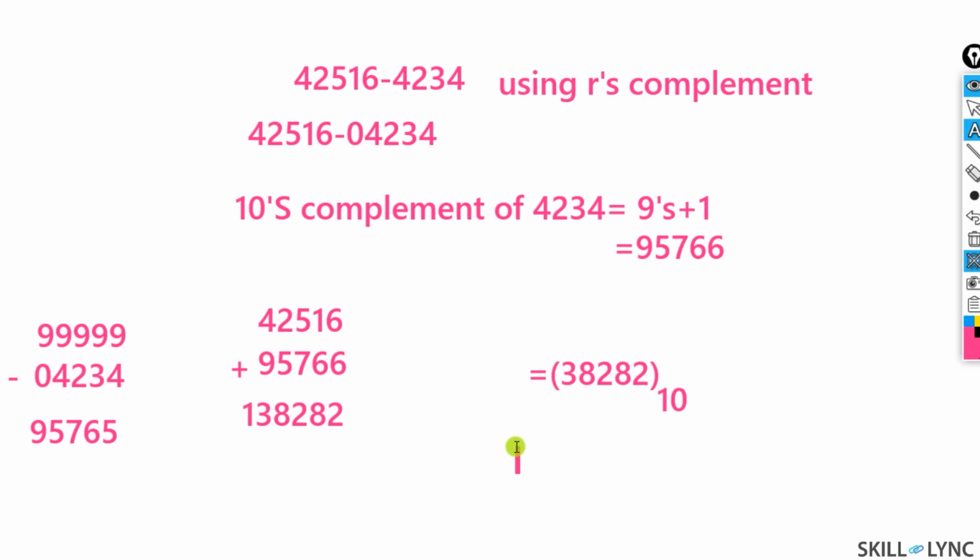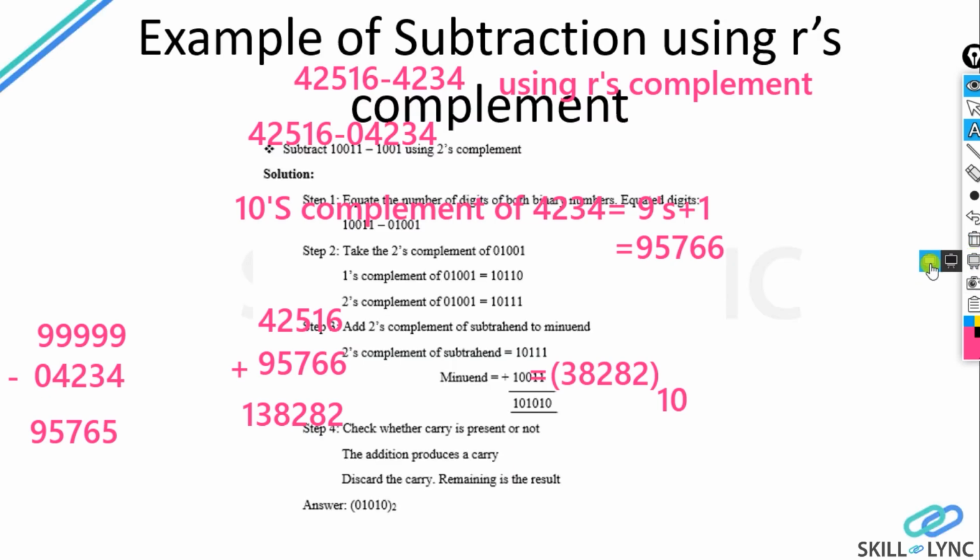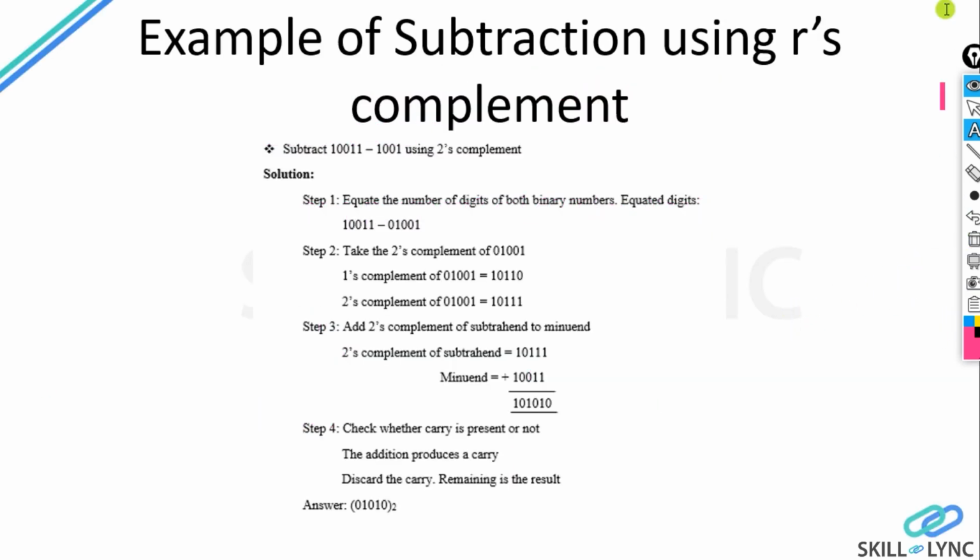I have told you how to find 8's complement, 16's complement, 2's complement and 10's complement. This is all about subtraction using R's complement. Here again I am telling you that R's means 2's, 8's, 10's and 16's. And 2's complement is applicable only in the binary number system. 8's complement is applicable only in the octal number system. 10's complement is applicable only in the decimal number system, and 16's complement is applicable only in the hexadecimal number system.